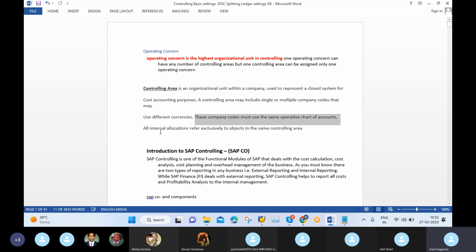Okay, leave it. So the next thing is: all internal allocations refer exclusively to objects in the same controlling area. This is also very, very important, and especially this word is very, very important. What is this word? Objects. So then my question is, what do you mean by object? And especially in controlling, how many objects do we have?